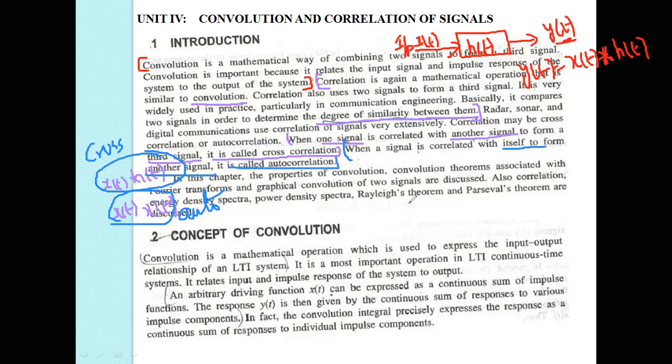Here in the introduction part, we learn what is correlation and what is a convolution, and what are the two different types of correlation. The two types are auto correlation and the cross correlation. The cross correlation means when one signal is correlated with another signal to form a third signal. The two different signals are compared. When the signal is correlated with itself, the same signal is compared with the same signal to form another signal, it is called auto correlation.